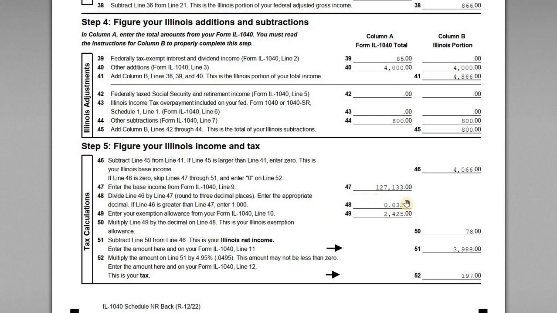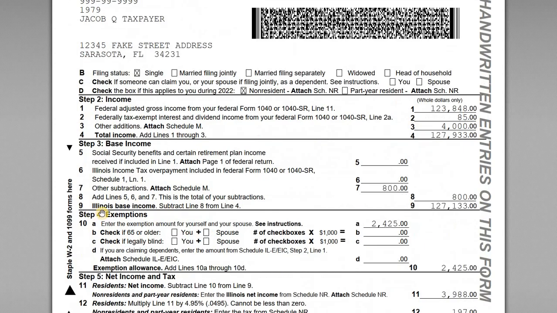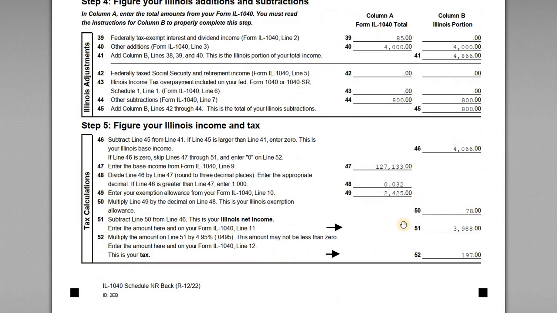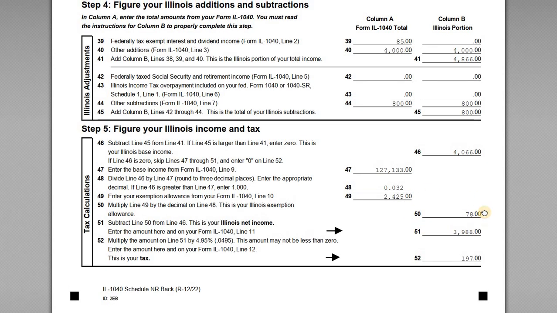Now on line 47, asking us to pull the base income from IL-1040 line 9. So if I go back to IL-1040 line 9, we could see our base income amount there, $127,133. All right, so that's that number. Line 48 is asking us to divide 46 by 47, and it gives us 3.2%. So 3.2% of our Illinois base income is effectively Illinois source. And we use that 3.2% times the exemption allowance to compute our reduced exemption allowance here on line 50.